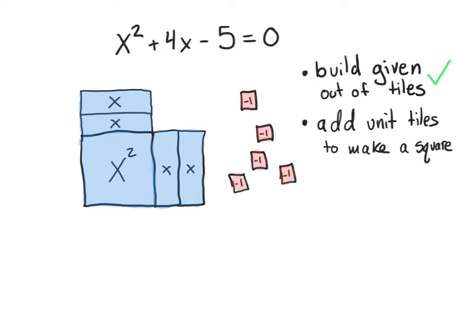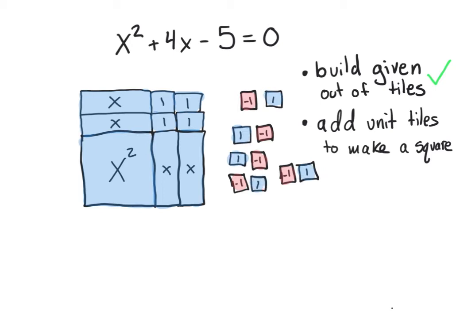Next, we need to add unit tiles to make a square. First, I'll fill in my diagram with tiles until I have a perfect square. So here I can fit 1, 2, 3, 4, and there's my perfect square. Next, I need to add tiles until I cancel out all these negative unit tiles. So I need to add 1, 2, 3, 4, 5 additional unit tiles to cancel out these 5 negative unit tiles. This brings us to a total of 9 added unit tiles.